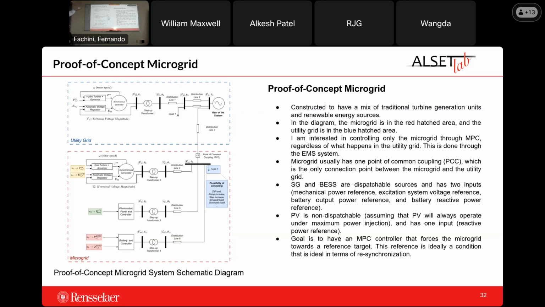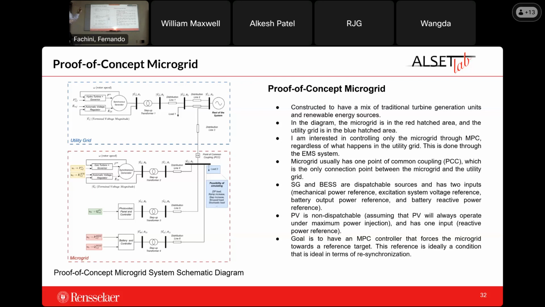And I'm interested in controlling only the microgrid through MPC, because when the microgrid is islanded from the utility grid, you don't have a connection to the utility grid. The idea of the secondary control is to operate and control when the microgrid is islanded. The microgrid usually has one point of common coupling, which is the only connection point between the microgrid and the utility. And synchronous generators and the battery energy storage units in the model are the only dispatchable sources. Dispatchable because you can actually control how much power they're injecting into the system.